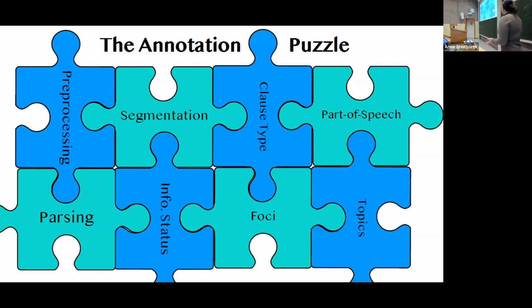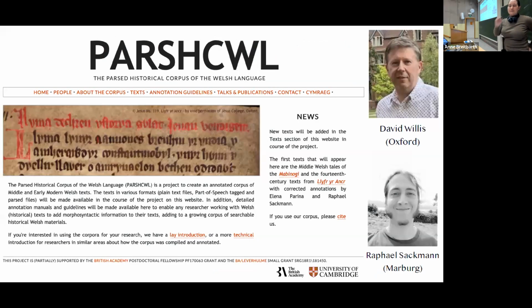So this is what the annotation puzzle looks like for Middle Welsh. And when I started this, there was absolutely no corpus of Middle Welsh. There were a couple of digitized texts, and that was everything. So again, I had to start from scratch to do this. In the meantime, after I finished my PhD, unfortunately, I got some help from people like David Willis, who's now in Oxford, and Rafał Sachman, who's doing a PhD in Marburg.